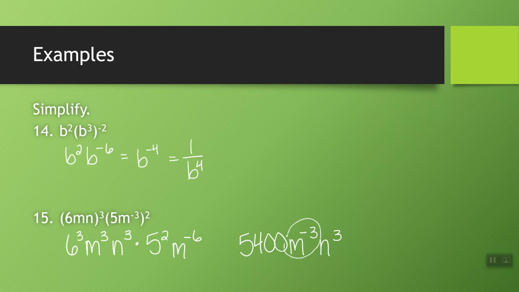And again, I can't have negative exponents in my answer, so I clean it up by moving the m to the negative 3rd into the denominator for a final answer of 5,400 n to the 3rd all over m to the 3rd. Remember, moving the exponent down into the denominator will make it positive.